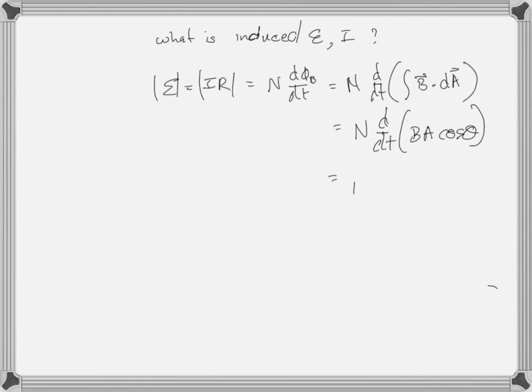So then we can pull out of the time rate of change, right? B and A, they don't change with time. It's just d dt of cosine theta.